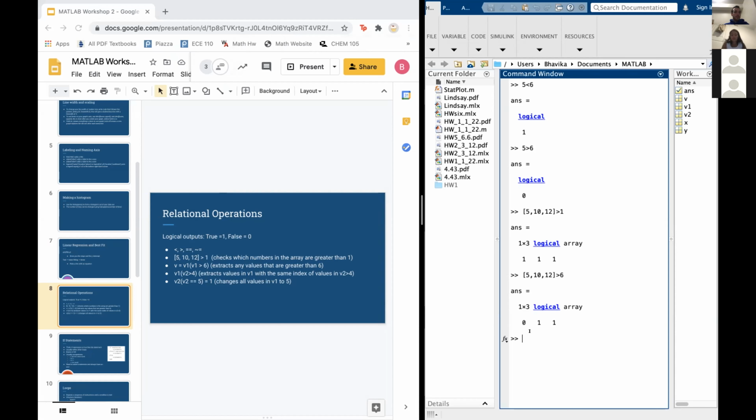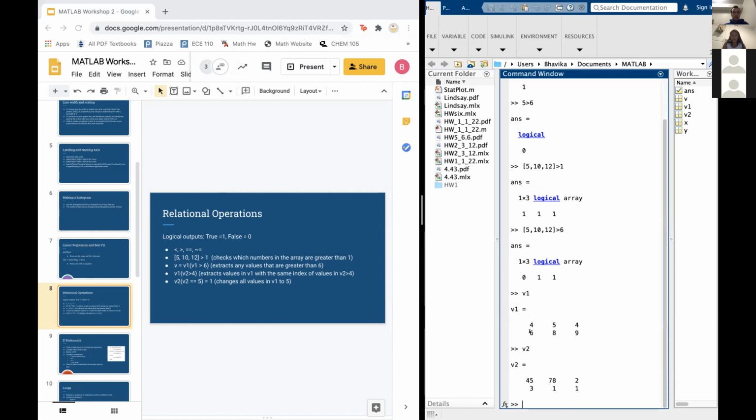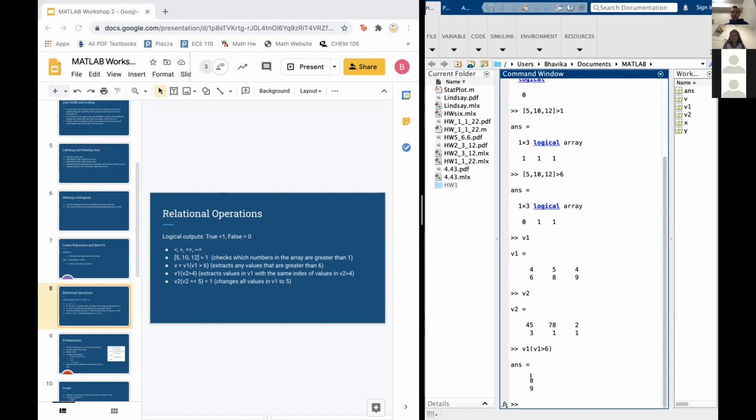Okay, so we can also extract information with matrices this way. I made 2 matrices, one called V1, one called V2. One command you could do is V1, and then V1 is greater than 6. What it's going to do is look at V1, and then look for values that are greater than 6 in V1, and that's 8 and 9 in this case, and that's why it's outputting those numbers.